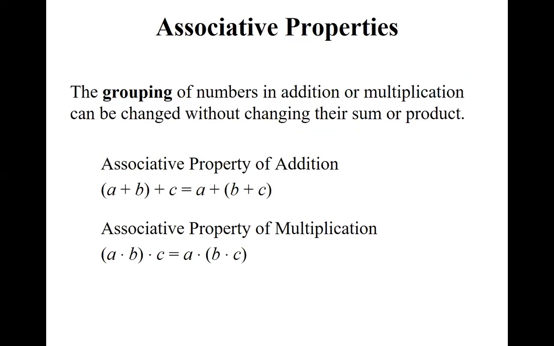Meanwhile, we have the associative properties that say that the groupings can be changed. We can put parentheses around different pairs of addition and different pairs of multiplication and still get the same answer. So if we're adding a plus b plus c, it doesn't matter if we add a plus b first or if we add b plus c first. When we add that third thing onto the sum at the end, we will get the same answer. Same with multiplication. A times b times c. It doesn't matter if we do a times b first or if we do b times c first. When we multiply by that third thing, we're going to end up with the same answer either way.